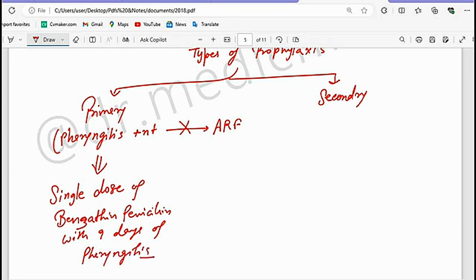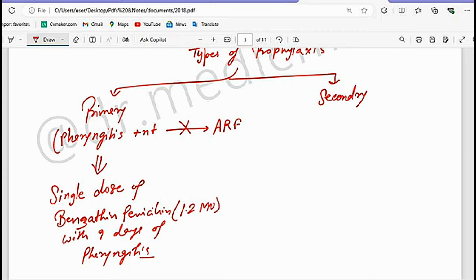If pharyngitis is present, we can prevent acute rheumatic fever with a single dose of benzathine penicillin within 9 days of the pharyngitis. And how many units will we give? 1.2 million units would be given.